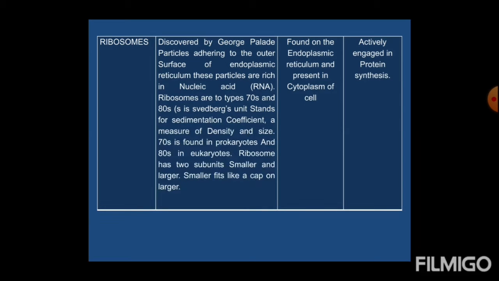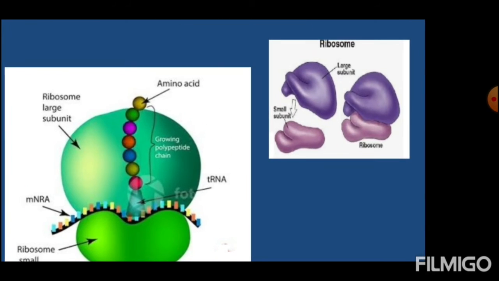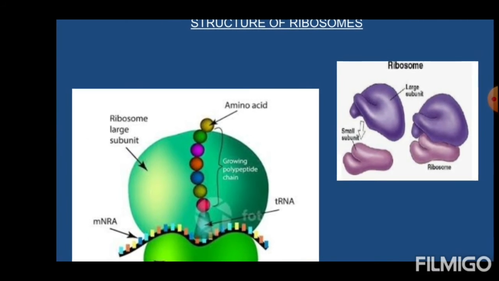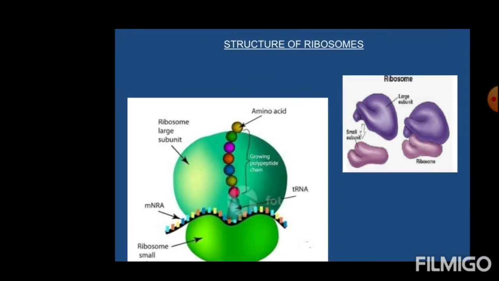Ribosomes are again of two types, 70S and 80S. 70S ribosomes are found in prokaryotes such as bacteria, and 80S ribosomes are found in eukaryotes. Now, ribosome has two subunits. I'm going to show you in the diagram also. There are two diagrams I've inserted in the slide, one with a purple and a pink color. I'm going to zoom the diagram and show you. The purple is the larger subunit and the pink is the smaller subunit of the ribosome.